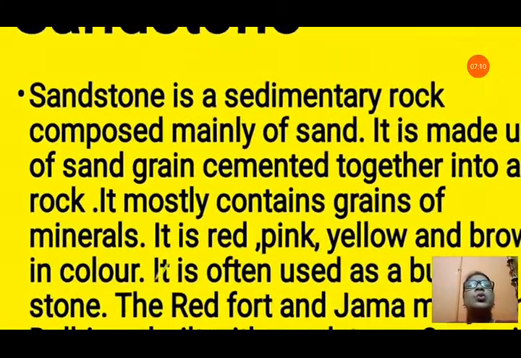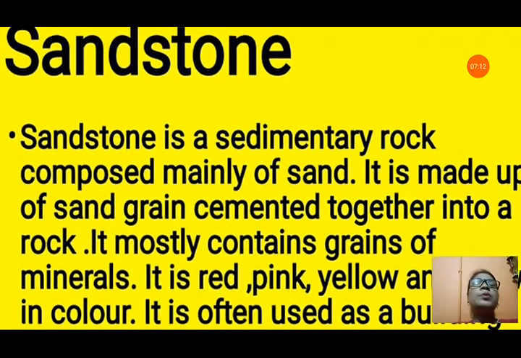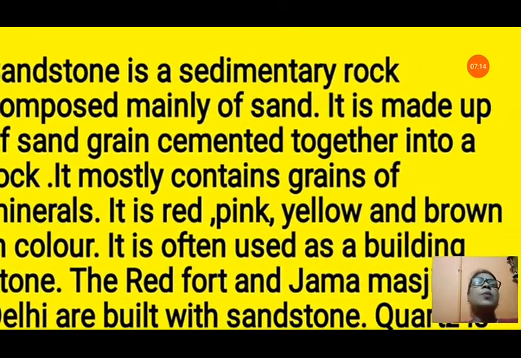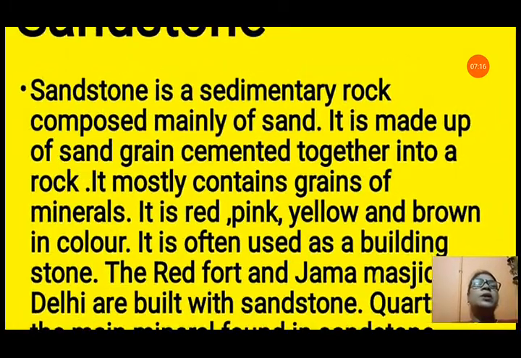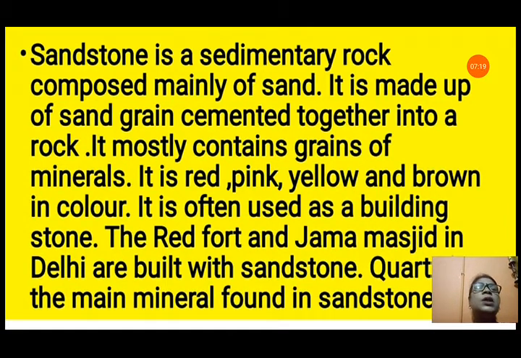Now, sandstone. Sandstone is a sedimentary rock composed mainly of sand. It is made up of sand grains cemented together in a rock. It mostly contains grains of minerals. It is red, pink, yellow and brown in color. It is often used as building stone. The Red Fort and Jama Masjid in Delhi are built with sandstone.